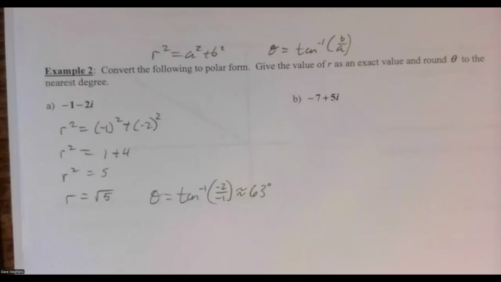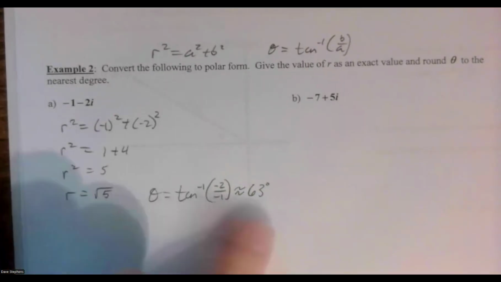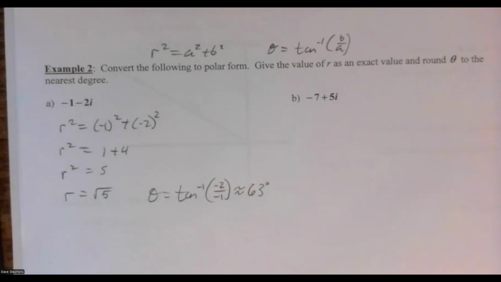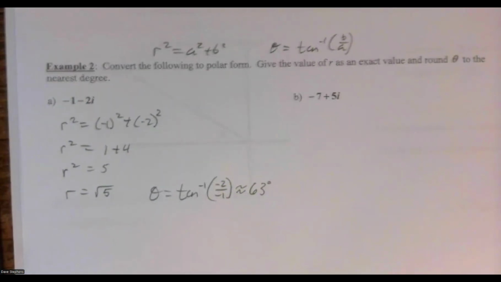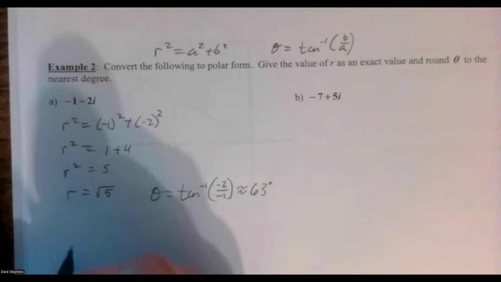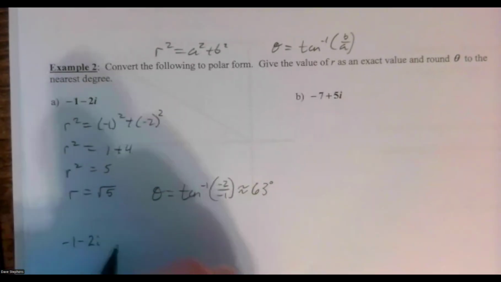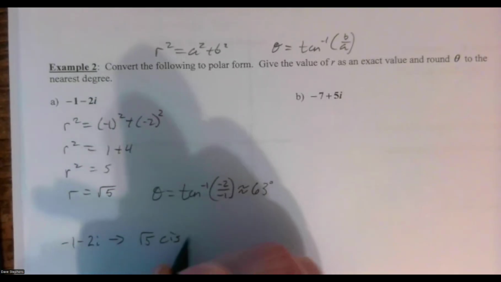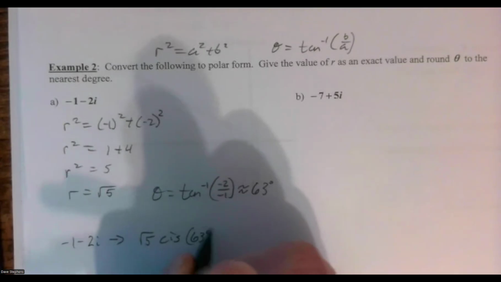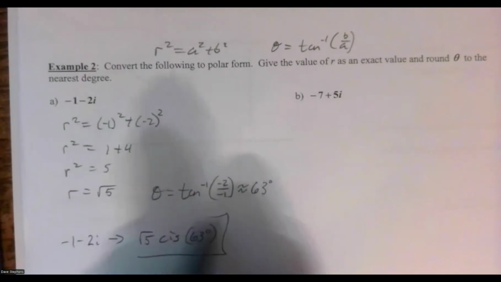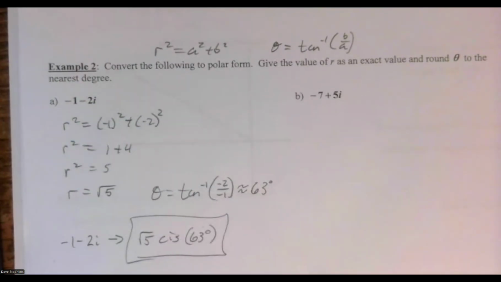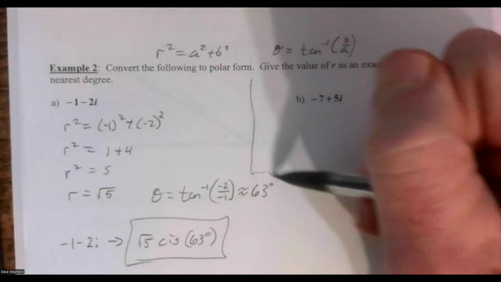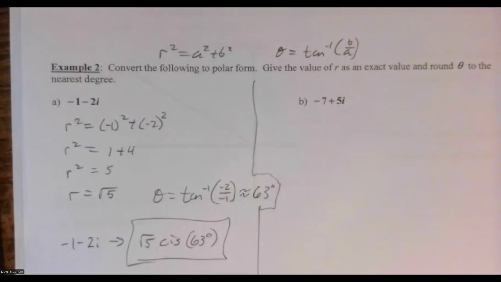All right, so now we have our r and our theta. So we can say that we now have -1 -2i convert to root 5 CIS 63 degrees. Right. Let's try this next guy here.